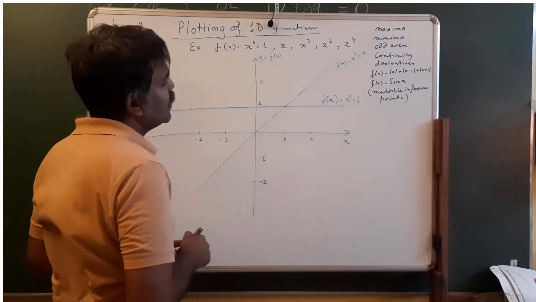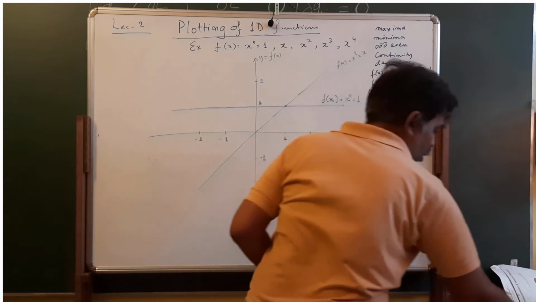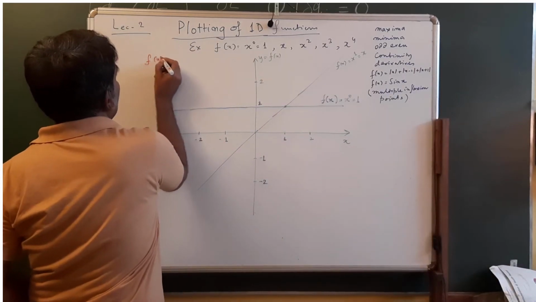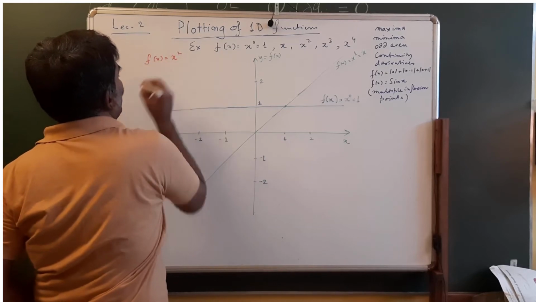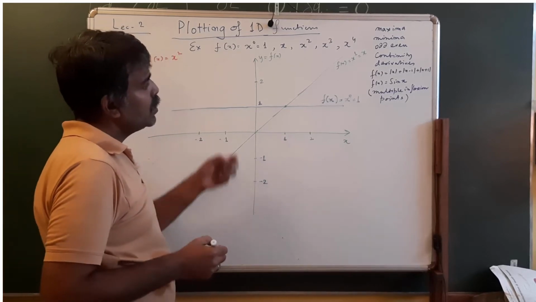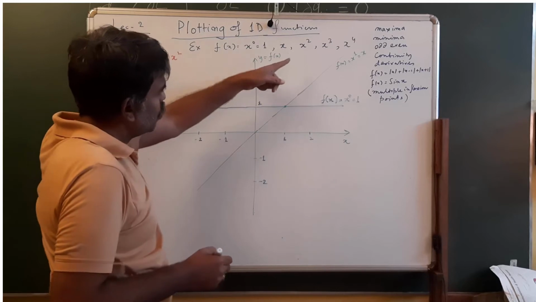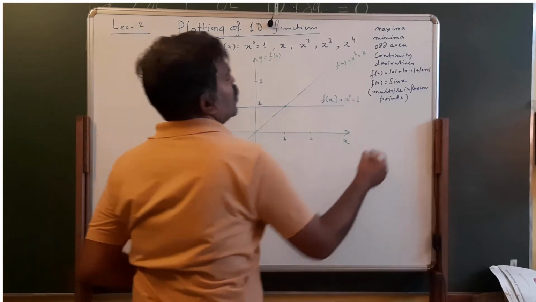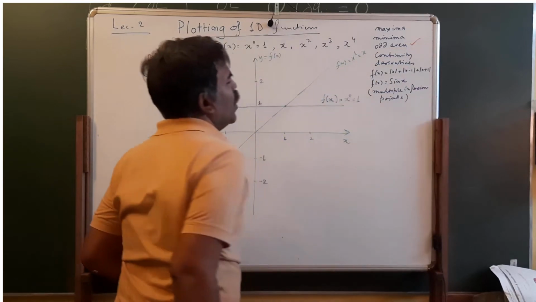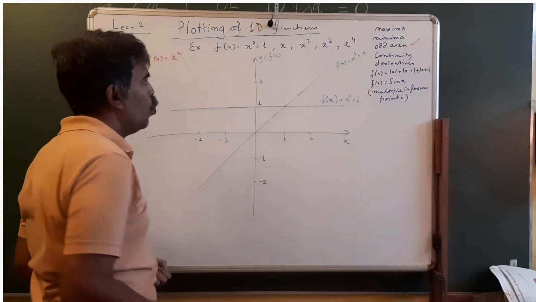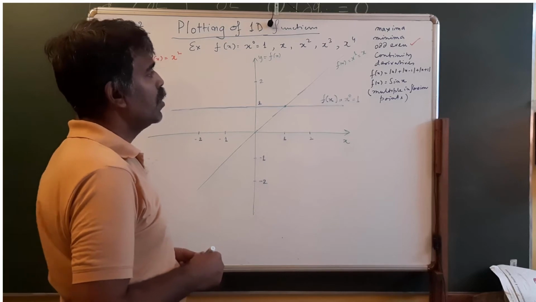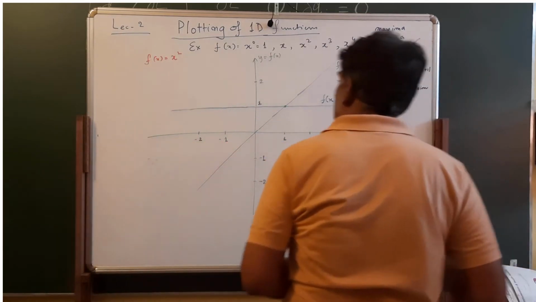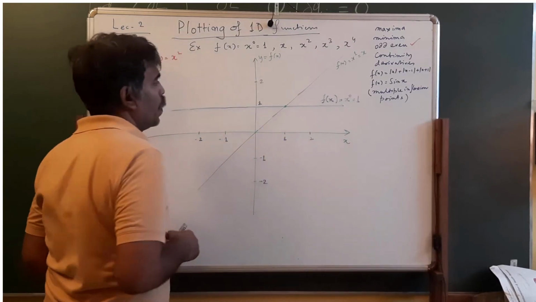Now let's test this one. f(x) = x squared. Now see, for x squared, let me use this part, an odd function and an even function. What is an odd function? What is an even function? Okay, let's analyze that part first. Then we'll plot.